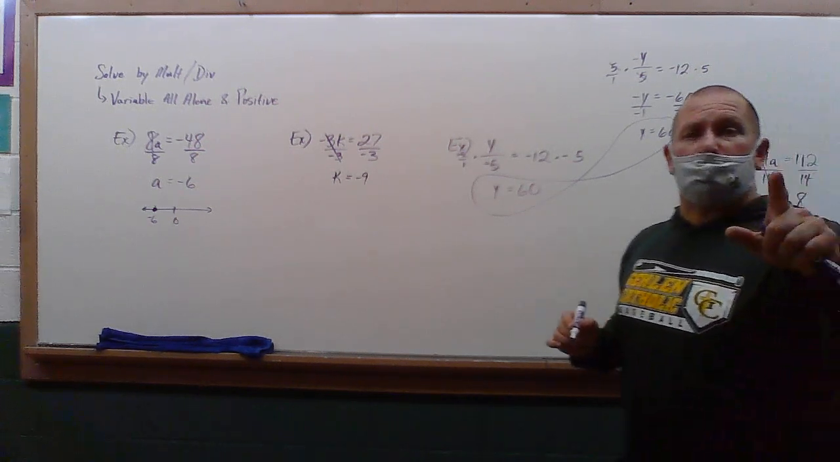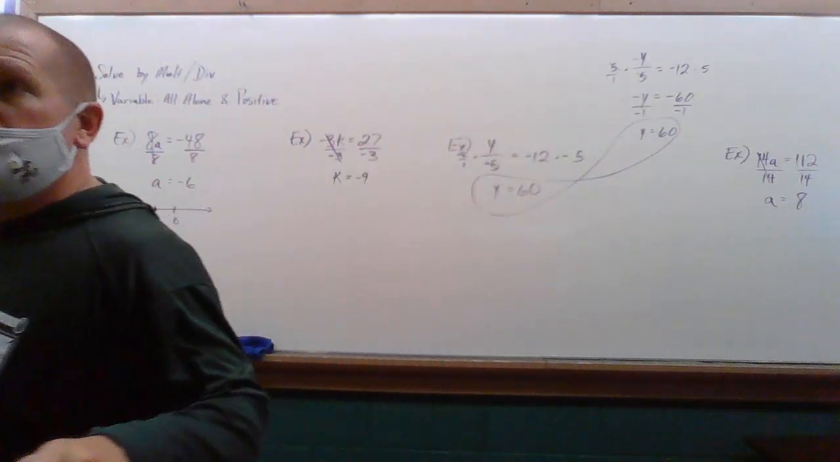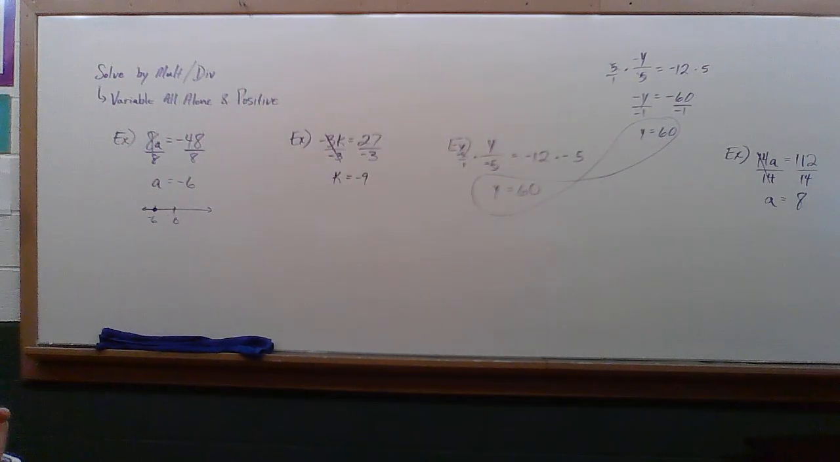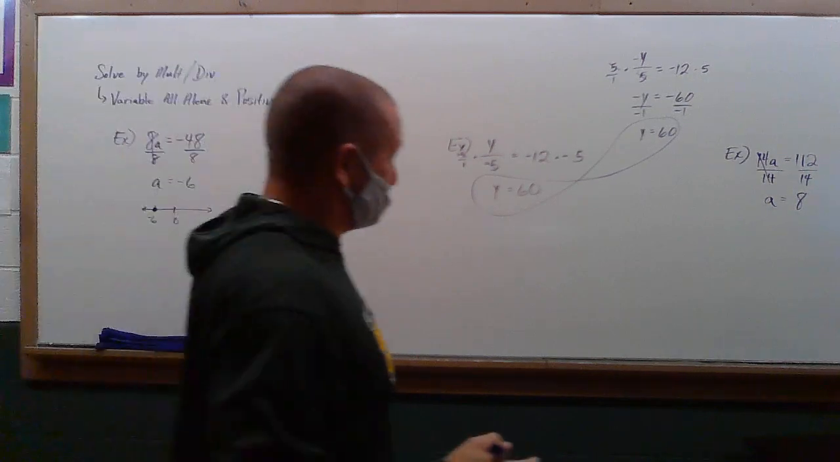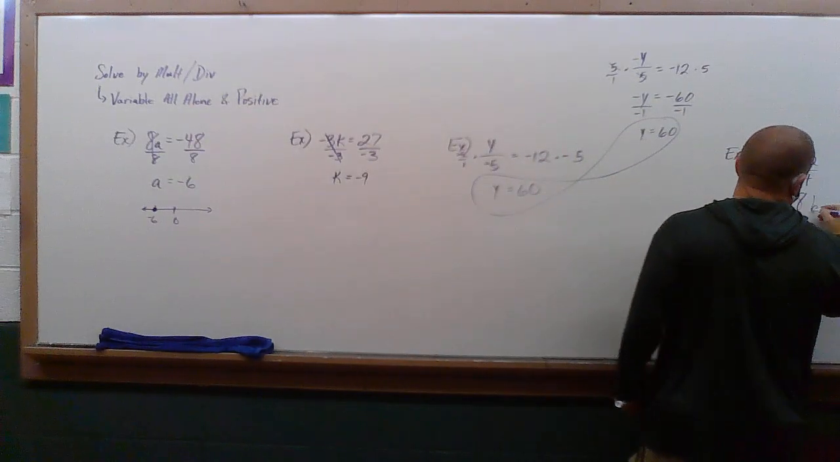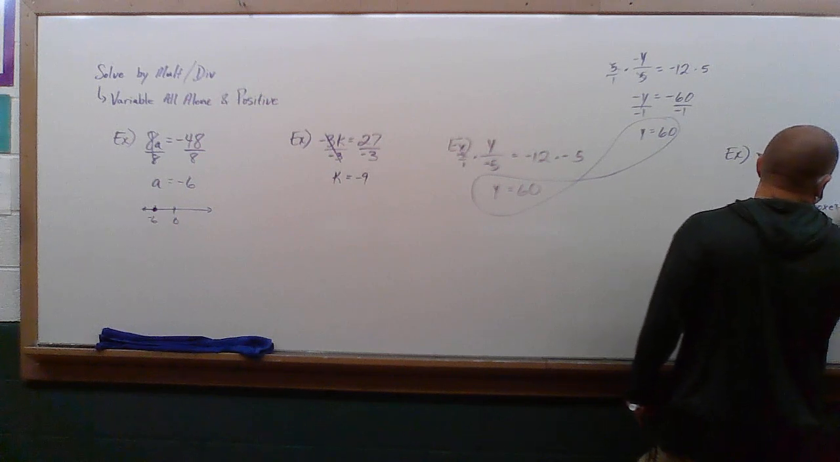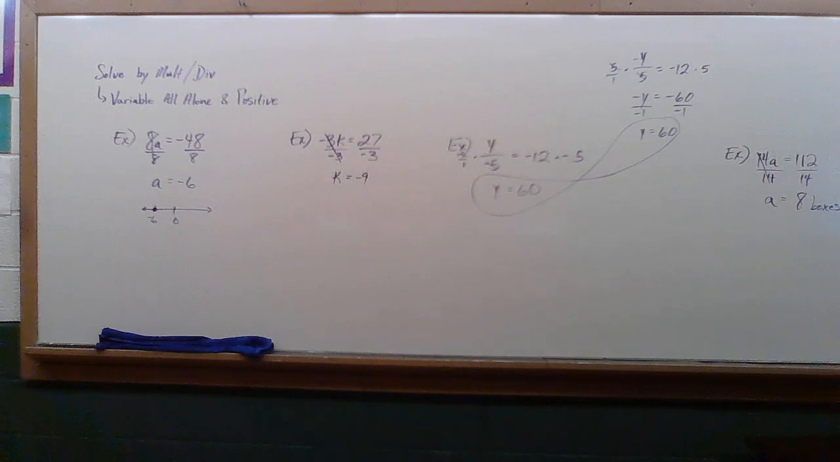Remember, anytime that you do a story problem, we should also include a what? Label. A label. So this should be 8 what? Boxes. Boxes, right? Did you say cards? I can tell you just zoned out that whole story novel.